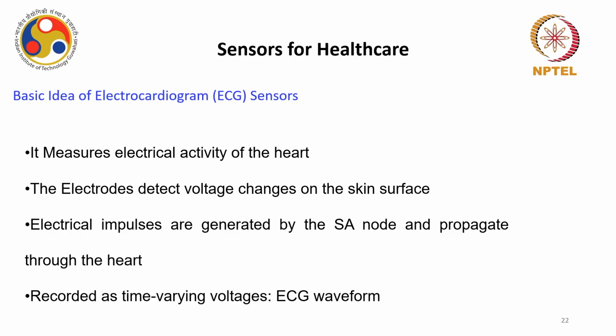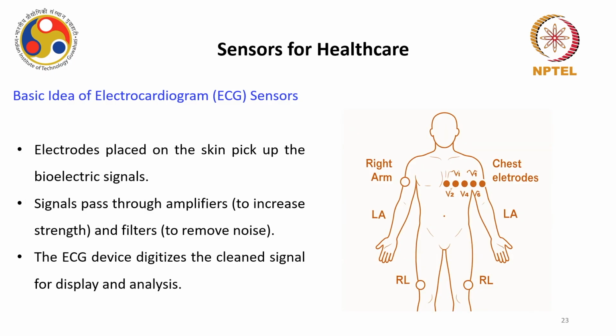Electrical impulses are generated by the SA node and propagate through the heart, and are recorded as a time-varying voltage, which is nothing but the ECG waveform. Electrodes placed on the skin pick up the bioelectrical signal generated by the heart. We have just seen that it starts from the SA node and goes to the AV node. The signal passes through a number of amplifiers to increase its strength, and then filters remove any noise. The ECG device digitizes the cleaned signal for display and makes it available for further analysis.